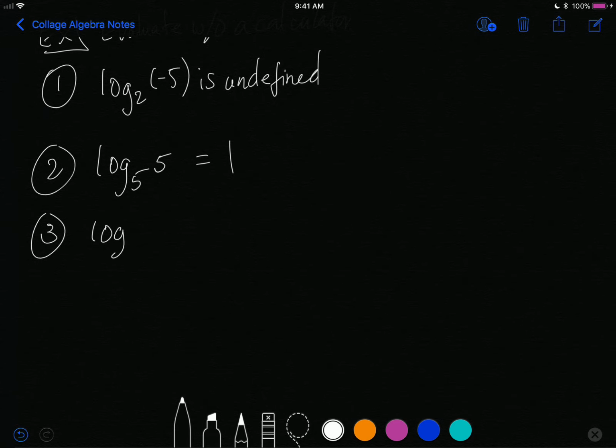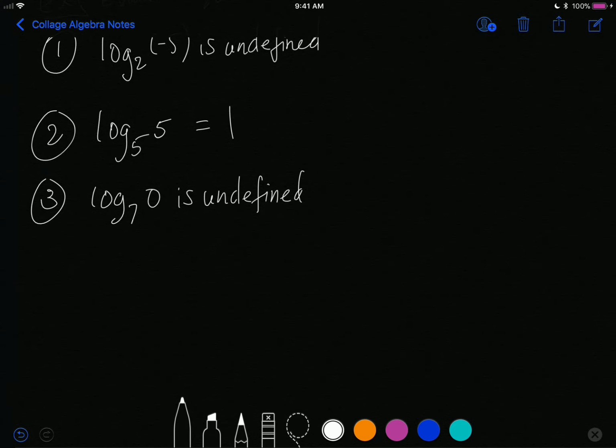Say log base 7 of 0. Can I plug a 0 into a logarithm? The domain is only positive numbers. 0 is not positive. And so therefore this is also undefined. There is no answer here, people.